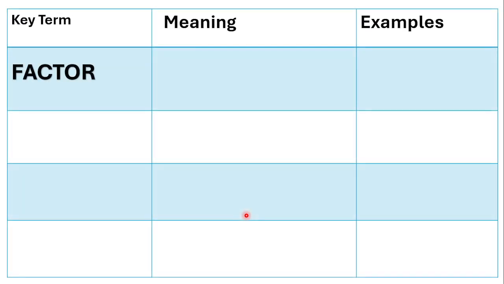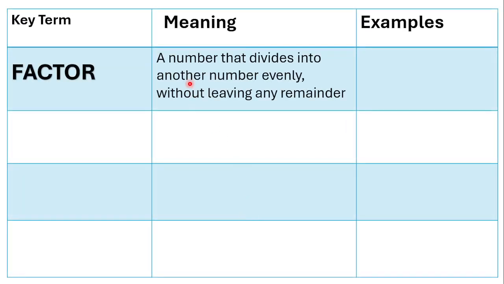Let's begin. First off, what is a factor? A factor is a number that divides into another number evenly. When we say evenly, we mean that there's no remainder left over, without leaving any remainder. That means the quotient, or the answer you get when you divide these two numbers, is a whole number. There are no fractions, no decimals, it's a whole number.